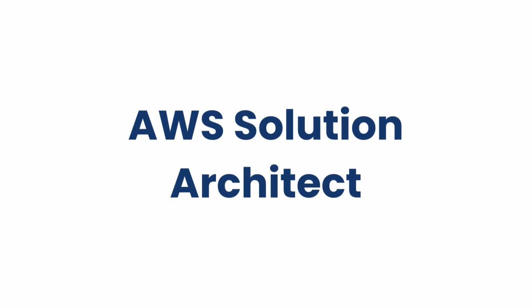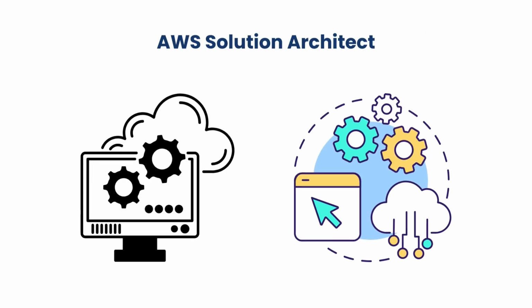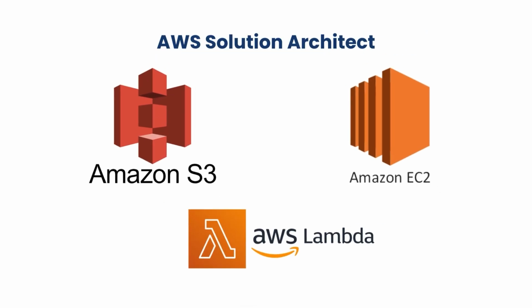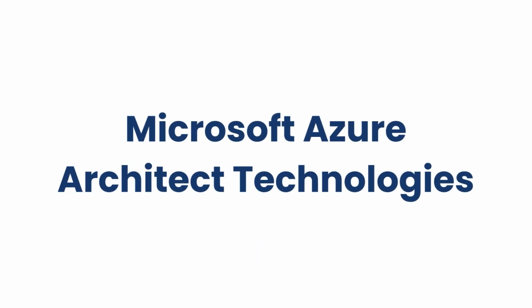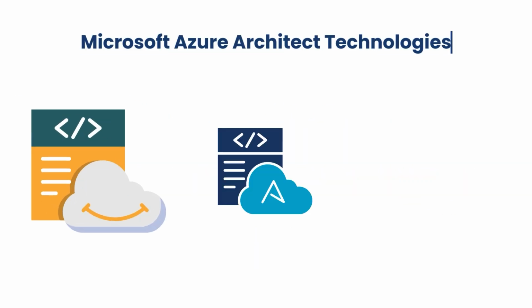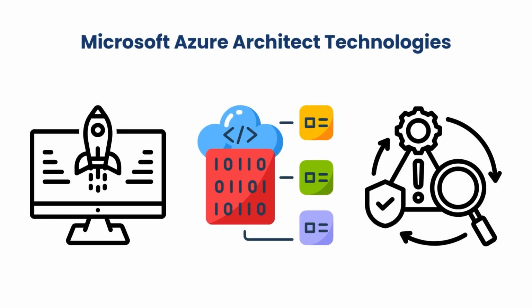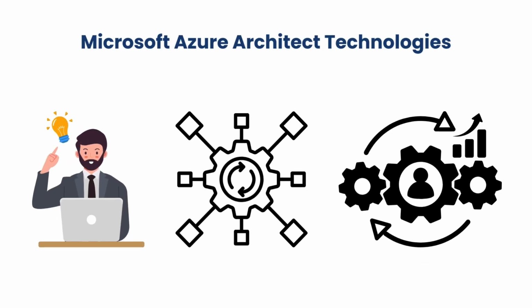AWS Solution Architect. Next, you'll move into Amazon Web Services, one of the most popular cloud platforms. In this module, you'll learn how to design and deploy applications on AWS. You'll also learn about services like EC2, S3, Lambda, and more. Microsoft Azure Architect Technologies. After AWS, you'll dive into Microsoft Azure, another major cloud service provider. You'll gain skills in deploying and configuring infrastructure, managing security and identity solutions, and automating deployment processes on Azure.